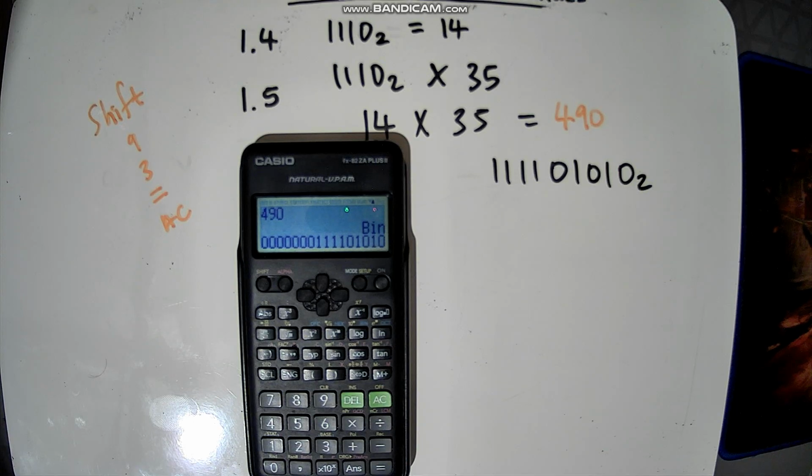And so here again, it is also 2 marks for 1.5. 1.4 is just 1 mark. So there is a quick 3 marks just to understand how to use the calculator.